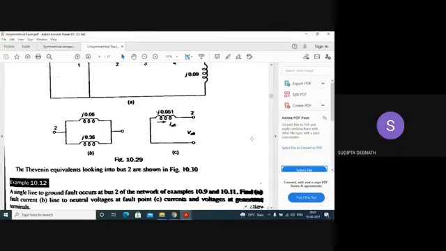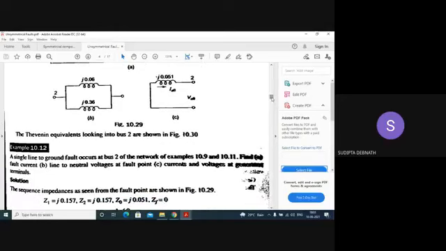Now, the next problem: a single line to ground fault occurs at bus 2 of the examples 10.9 and 10.11. Same problem. Find out the fault current. This problem actually demonstrates the phase shift also. First we have to find the fault current, then the line to neutral voltages at the fault point. These two are exactly the same as the first problem, but for the last part, currents and voltages at generator terminals, there is something you need to understand.